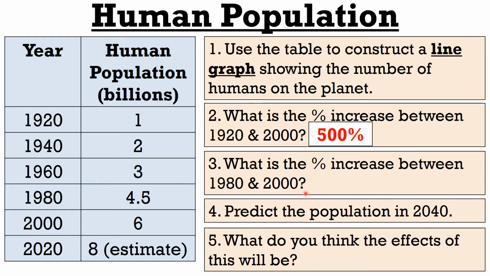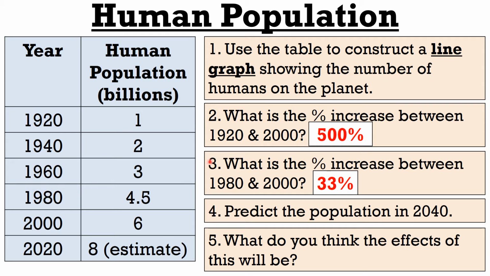So the next one, the percentage increase between 1980 and 2000. You're going from 4.5 to 6. So the change is 1.5. So 1.5 over 4.5 times 100 is 33%.